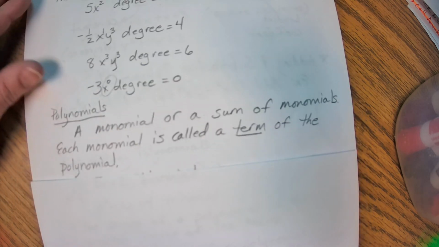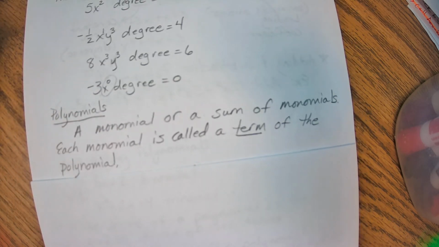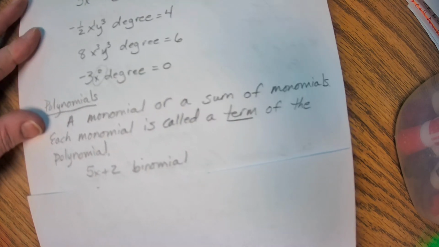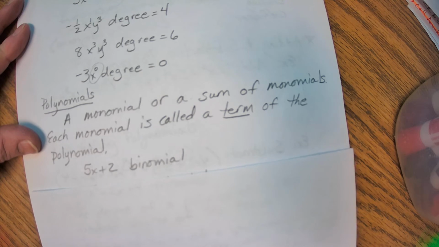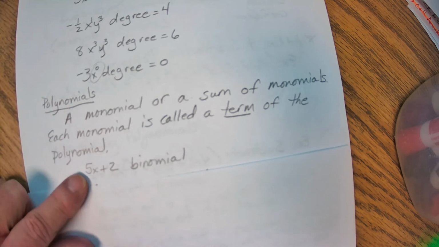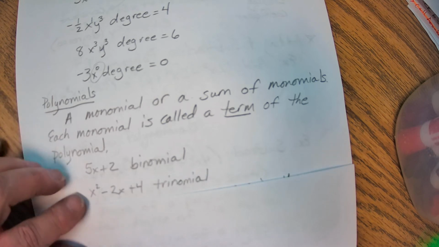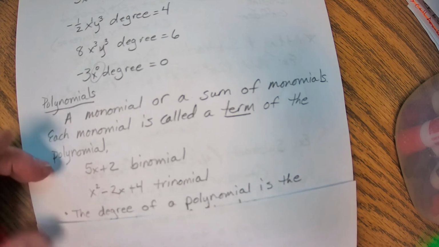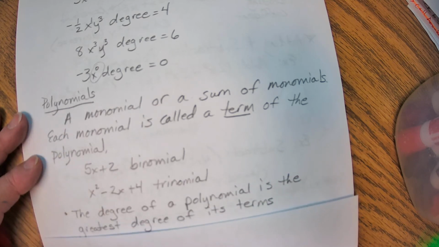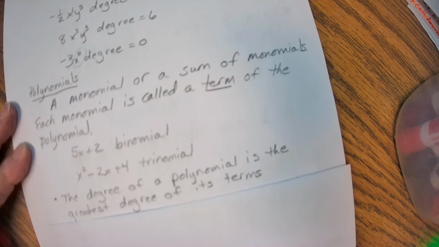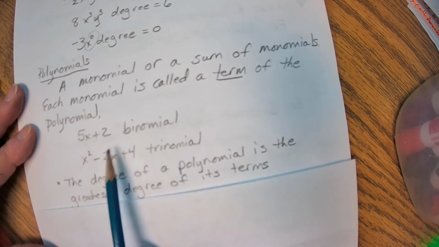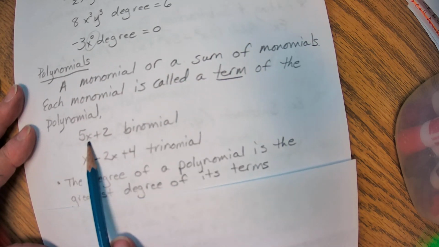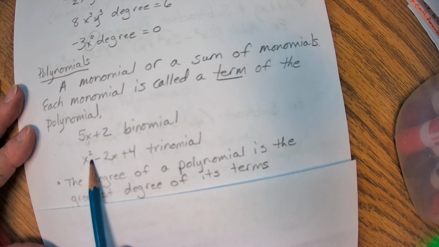So a polynomial is a monomial or a sum of monomials, and each monomial is called a term of the polynomial. The classification of one that has two terms is a binomial. The classification of one that has three terms is a trinomial. The degree of a polynomial is the greatest degree of any of its terms. So this one, the degree would be 1. This one, the degree is 2.